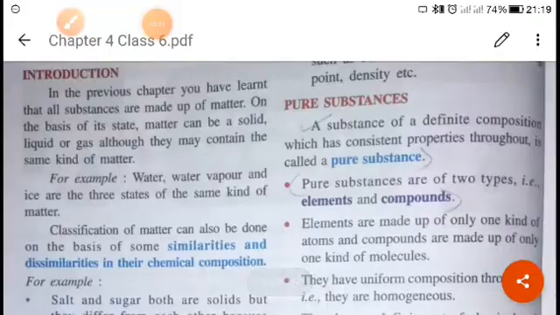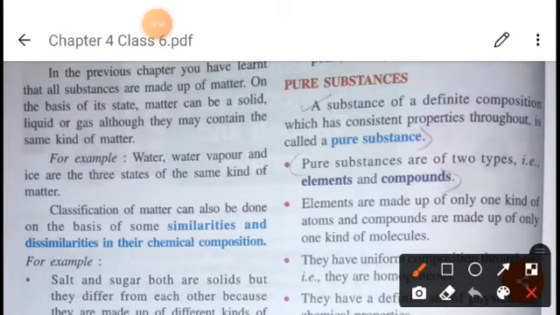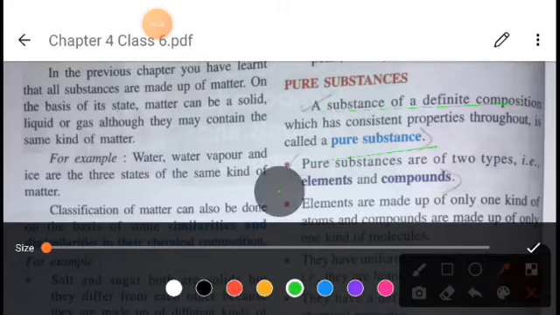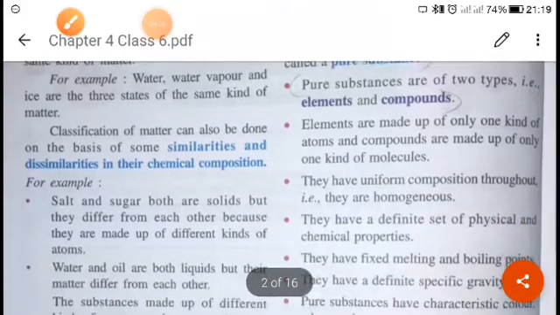Okay, now next, one by one we will see what is pure substance. When we talk about the pure substance, a substance of a definite composition which has the constituent particles the same throughout is called pure substance. Okay, that type of substance is called pure substance. Pure substance is also of two types, one is element and another one is compound. So what is element? We know that hydrogen, helium, lithium, beryllium, boron, carbon, these are all elements. Why are these called elements?